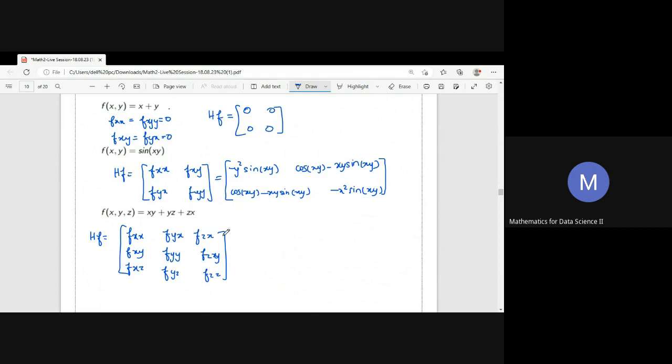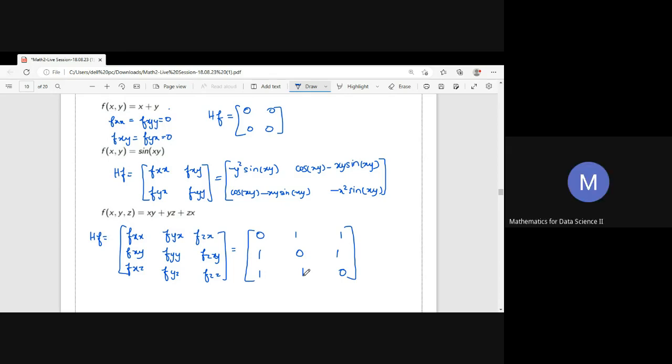Now if we are writing the values, what are the values for these second order derivatives? Along the diagonal, it is very easy. What are the diagonal entries here? 0, 0, 0. And what about all other entries? All other entries are simply 1, 1, 1. Identity, right?